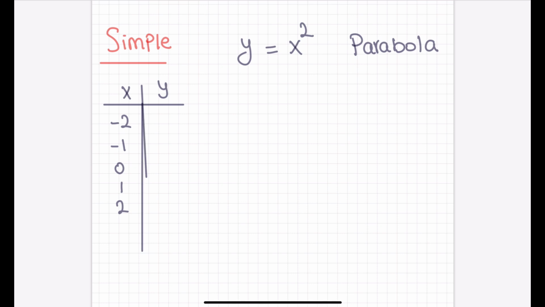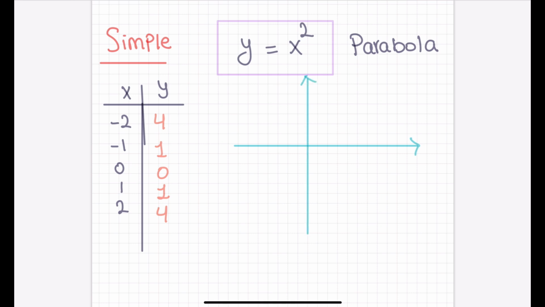Let me continue this. This is the formula, y equals x squared. Alright, so -2 squared is 4. -1 squared is 1. 0 squared is 0. 1 squared is 1. And 2 squared is also 4. So we're gonna do the graph. Alright, so let me just put the numbers.